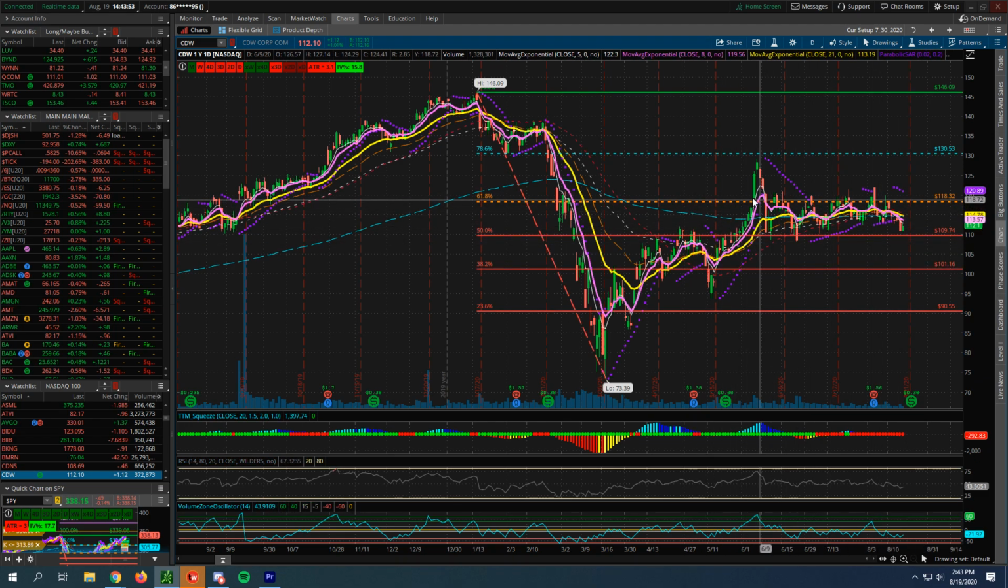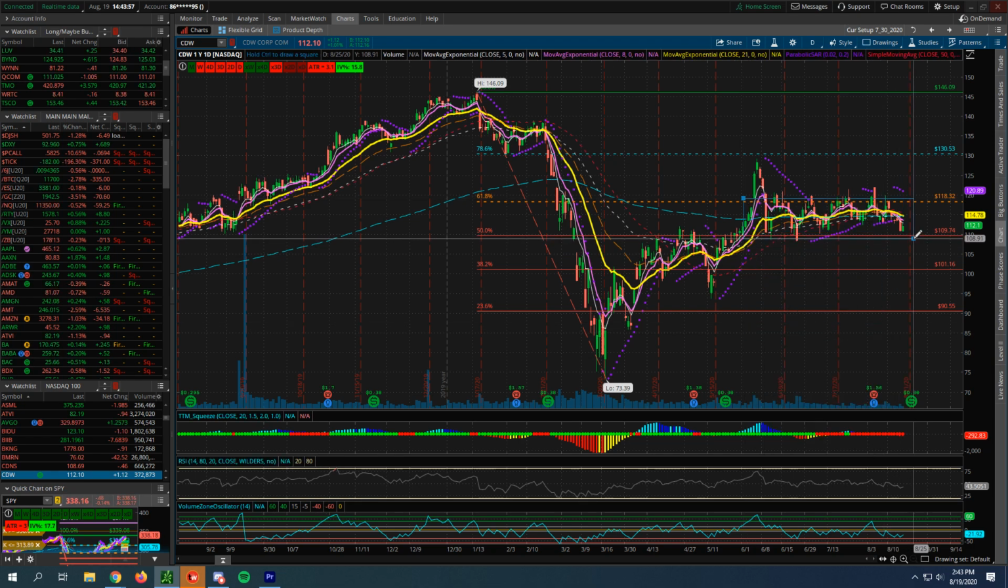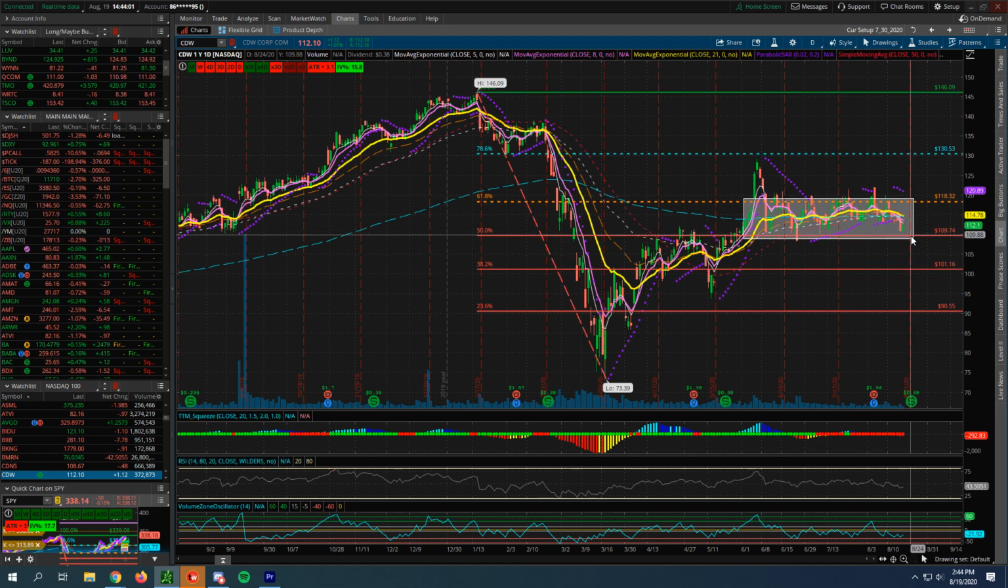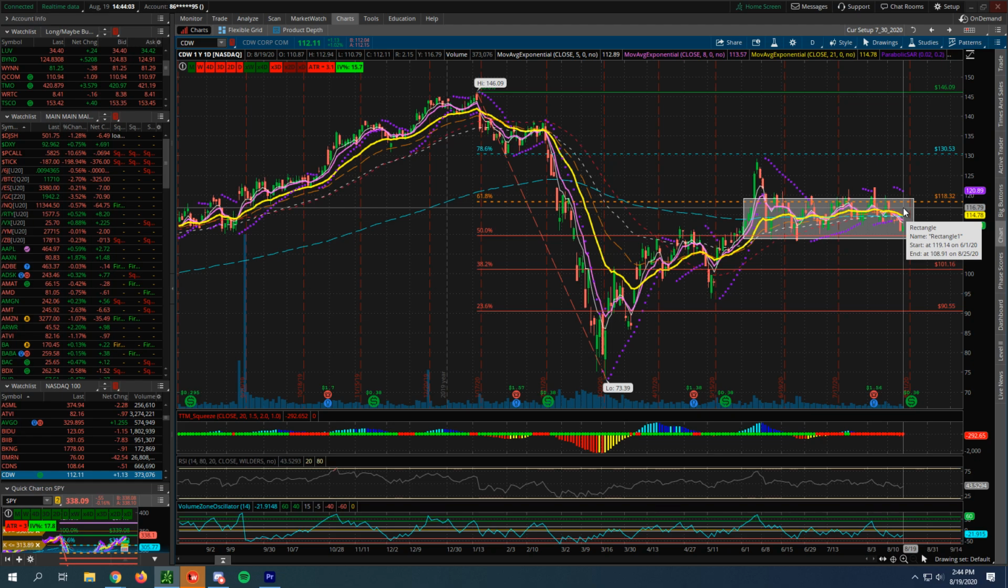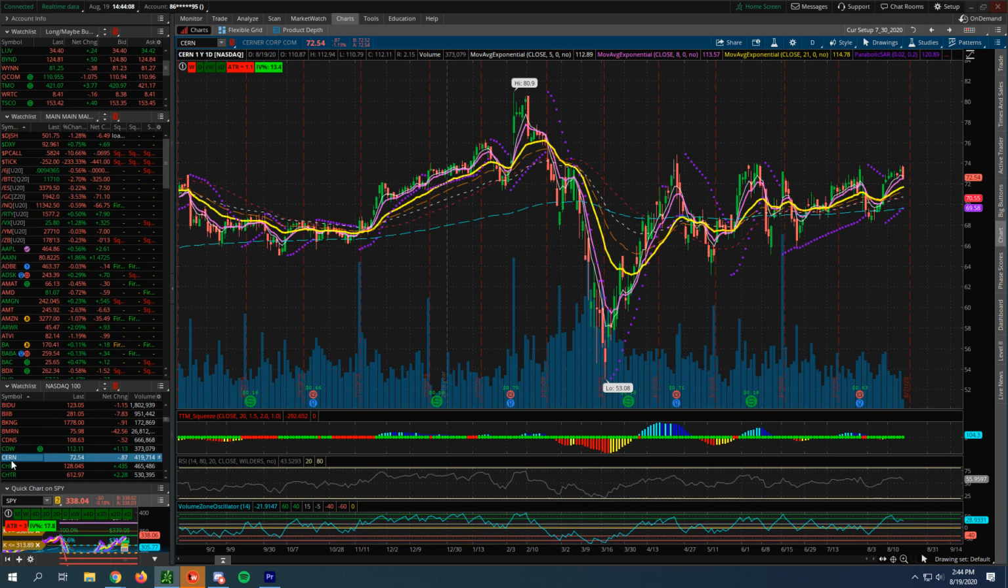Again, looking to carve this out as a box method here and seeing how this plays out. Again, upside needs to break above that, downside needs to break down there. So the next level, if it wants to go up, would be 130, downside would be 100. Very simple as a dimple.